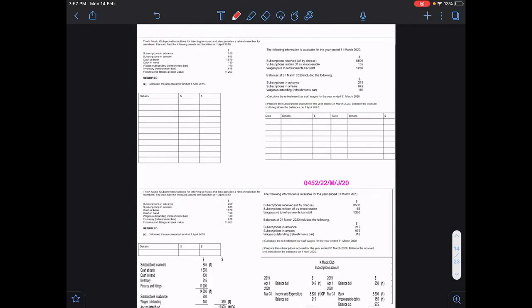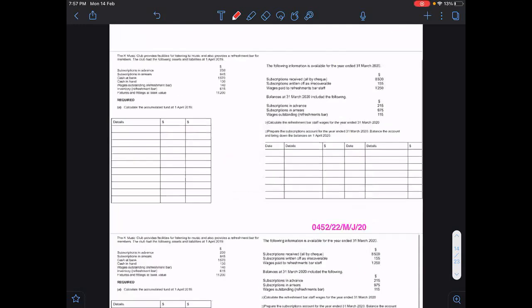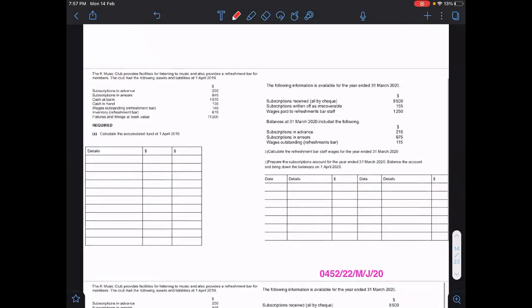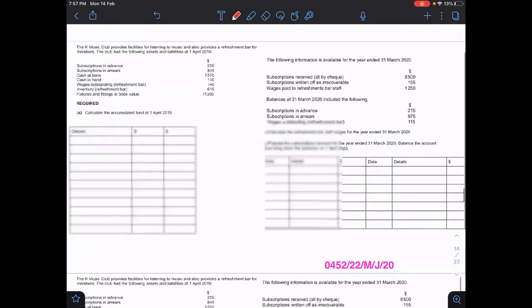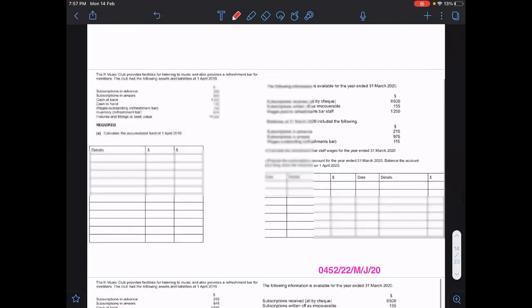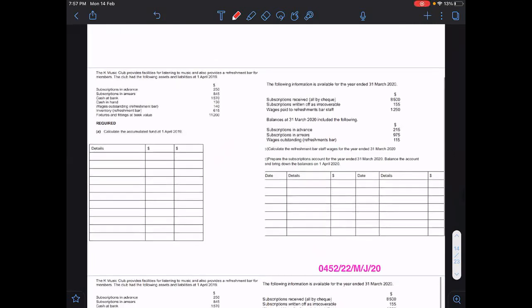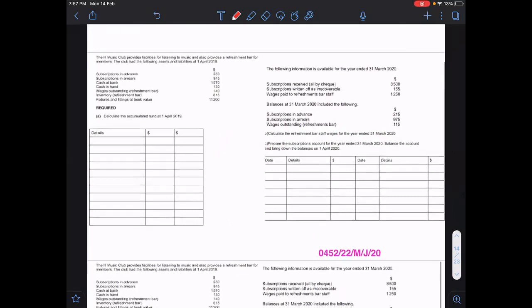Here we have to find out accumulated funds. How will you find out? You only have to do the left part, not the right. So it will be all the income minus... Okay. All the debit minus all the credit will give you accumulated funds.